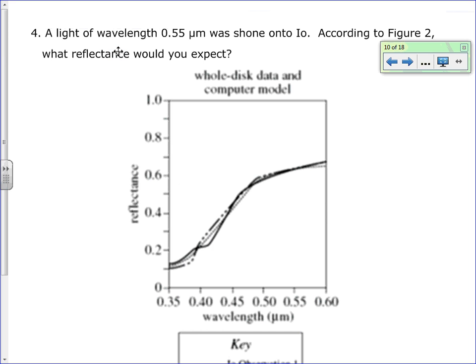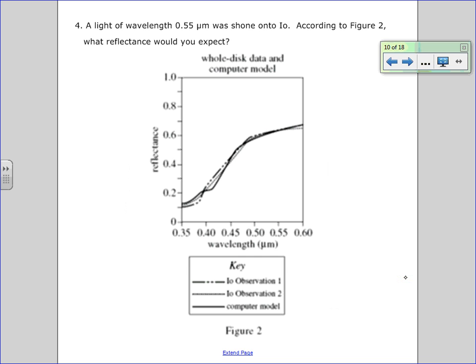If you are pressing play at this point, that means that you are ready to go through the answers from 4 through 8. Question 4 says a light of wavelength 0.55 micrometers was shown onto IO. According to figure 2, what reflectance would you expect? What was the answer to this question? You want to share your answer? What did you get? 60%. 60%. How'd you get that?